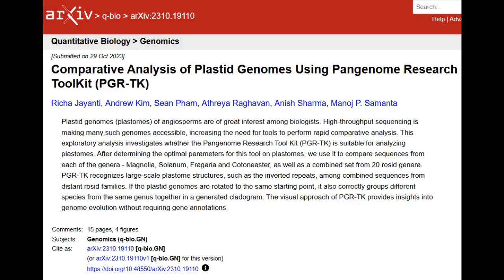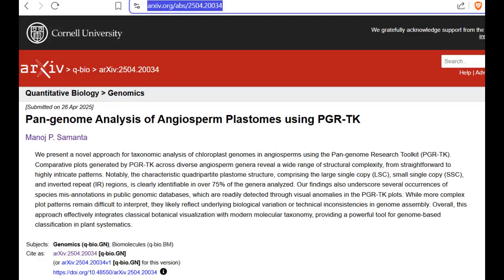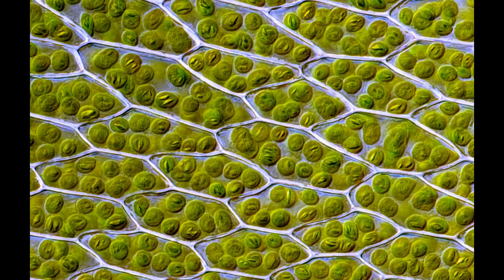And then during the summer of 2023, I worked with a number of high school students using PGR-TK to analyze chloroplast genomes from 5 different genera of plants. Since then, we scaled up the analysis to understand the plastomes of all flowering plants using PGR-TK. That work has now reached a mature stage, or what the computer programmers call release 1.0. In this presentation, I'll talk about what we observed.